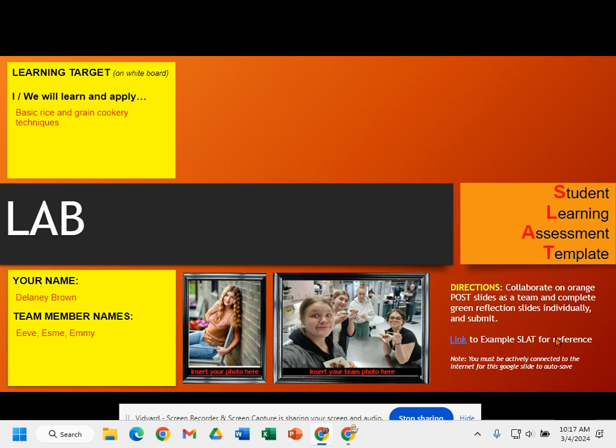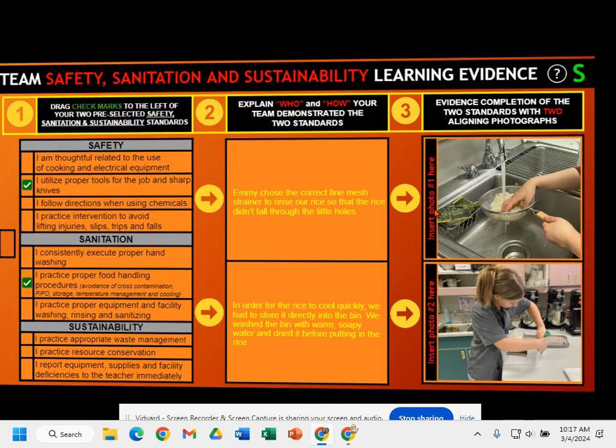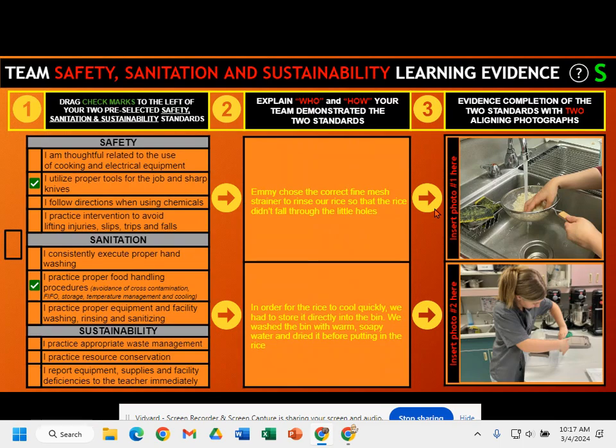Jumping into what a SLAT should look like. This is an example of a completed SLAT slide. This is for basic rice and grain cookery techniques. This is a postgraduate, Delaney Brown, that completed this. And then the name of her teammates in the group. And you can see all the pictures imported. You can use your Skyward picture, whatever picture you want for your individual picture. Okay, and then jumping in, you'll see the P, O, S, and T slides. Okay, P, O, S, and T.